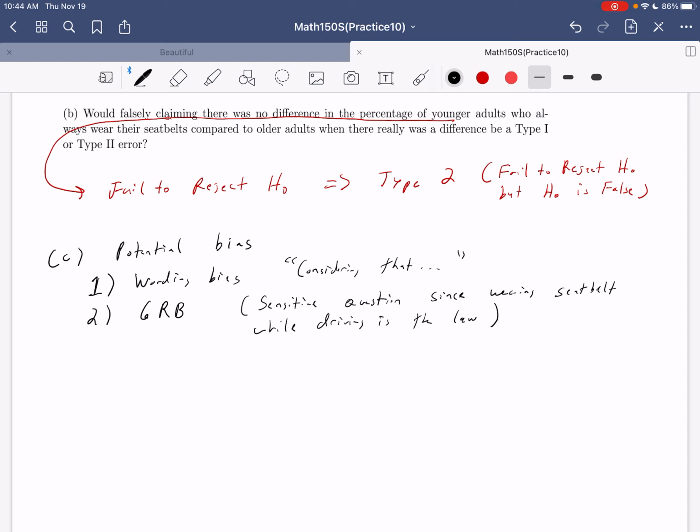You might say, well, maybe there's undercoverage, but we don't know that, right? We don't have enough information to say that a certain group was underrepresented. You might say that there could be non-response bias or something like that. But again, we don't have enough information from the problem to know if those really occurred. So these are probably the two forms of potential bias we could support based on the information given to us. Well, that wraps up practice number 10.